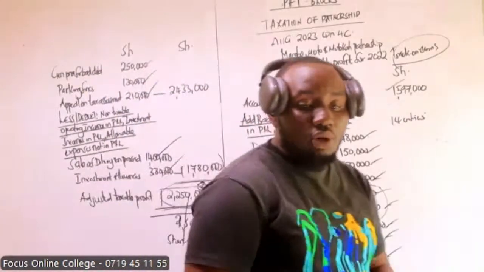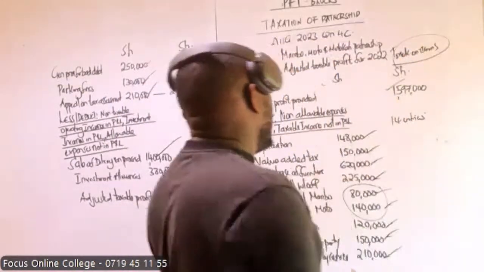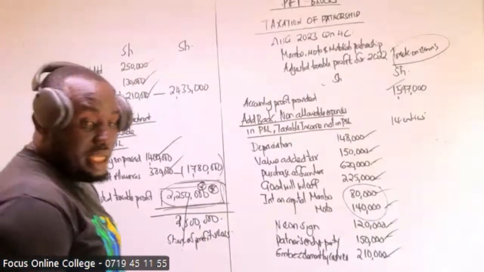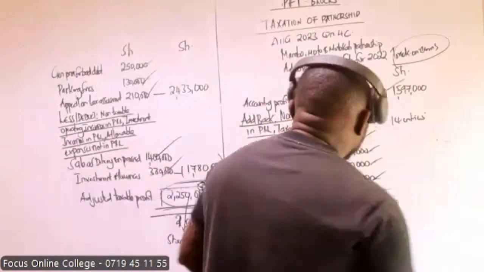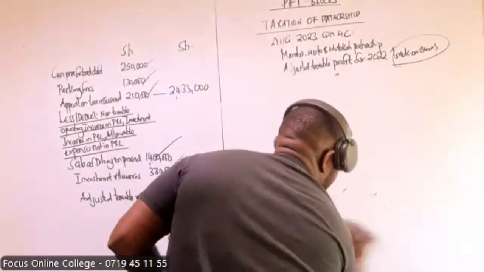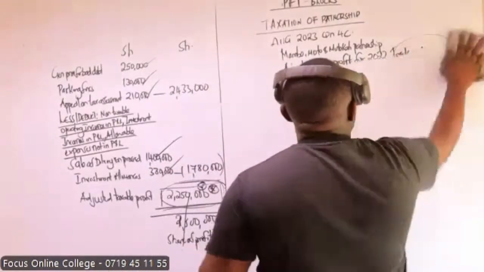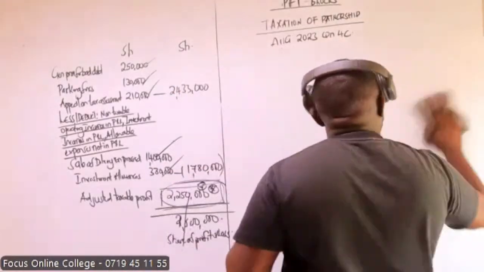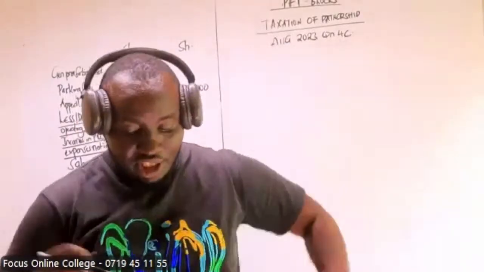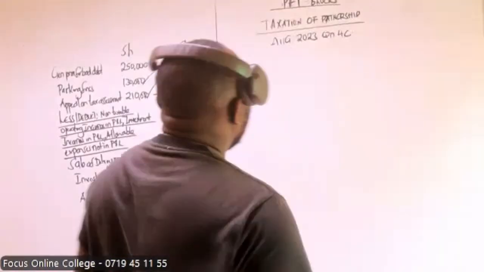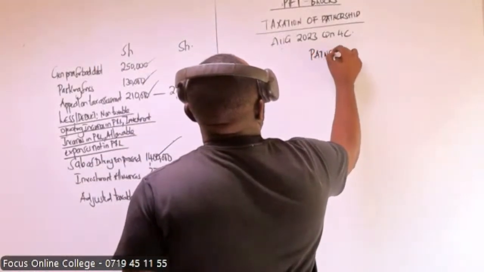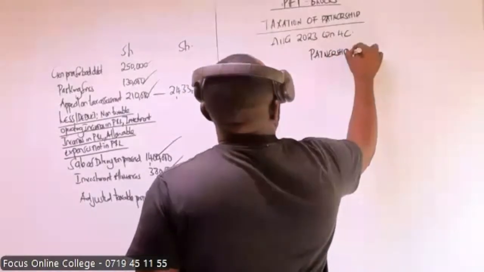So I want us to go to allocation. Let's move to allocation. Are we there? We respond to the yes. So I move to the other part. We call this part B, the allocation schedule, the partnership allocation schedule.